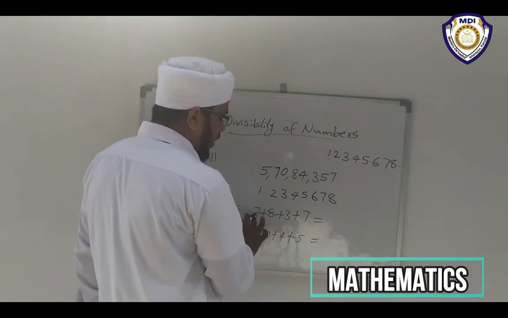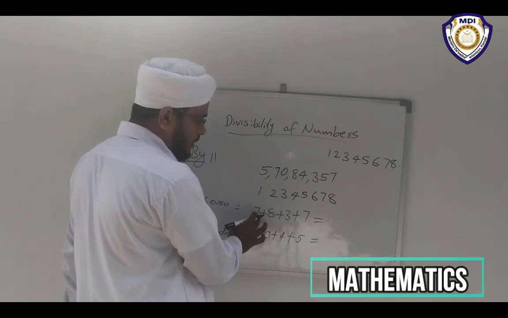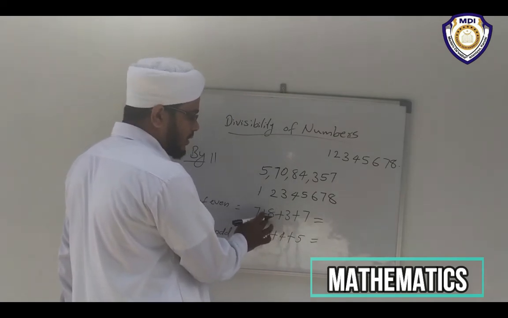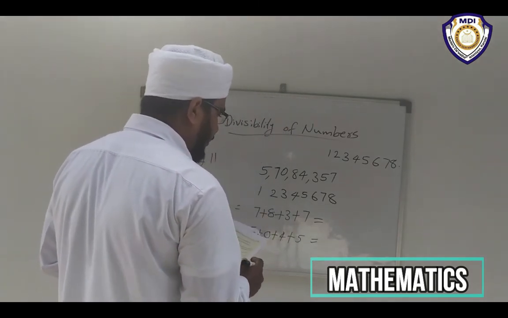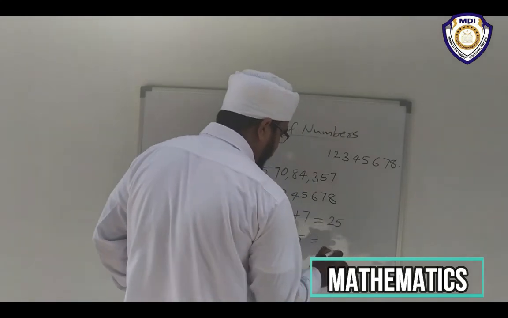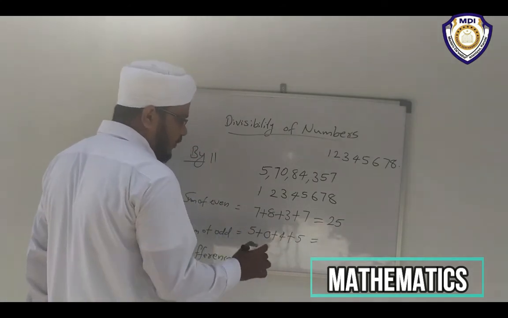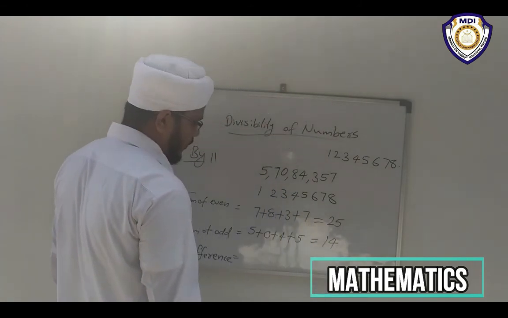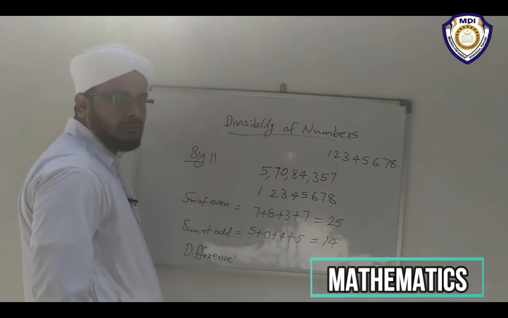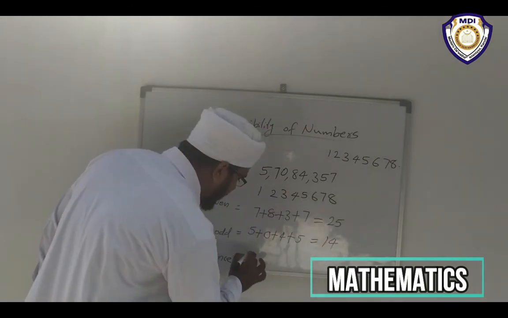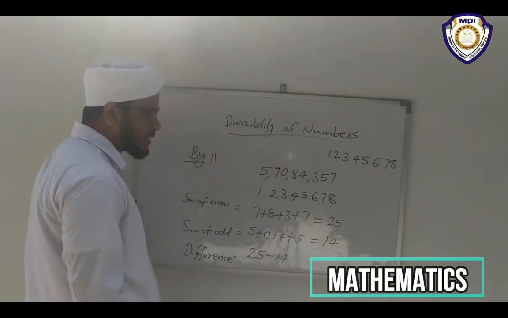What is the sum of this? 7 plus 3, 10. 10 plus 8, 18. 18 plus 7, 25. Then 5 plus 5, 10, plus 4, 14. Then you have to find out the difference between these two numbers. 25 minus 14.